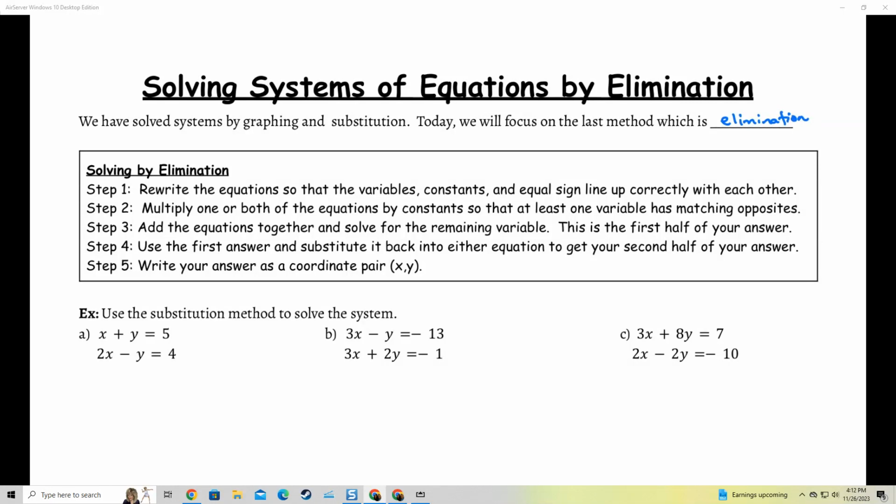From here, it should be very similar to what you've done before. You're going to use the first answer and substitute it back into either equation to get your second half of your answer. Then you're going to write your answers in ordered pair. So let's just get into it and show you what I mean.